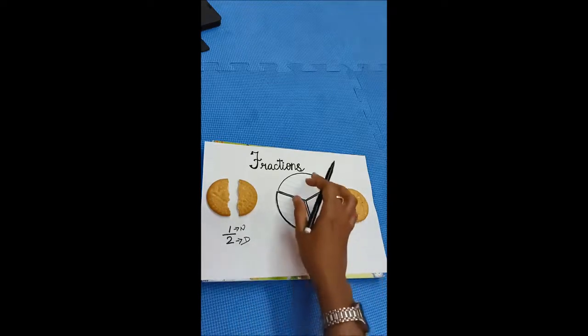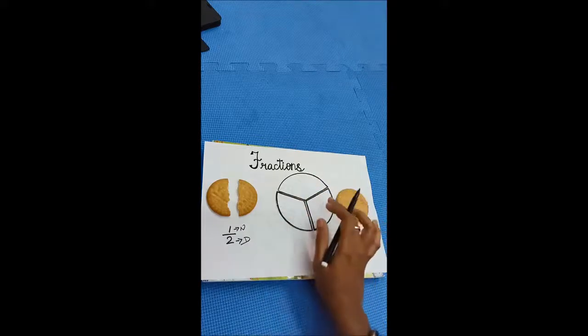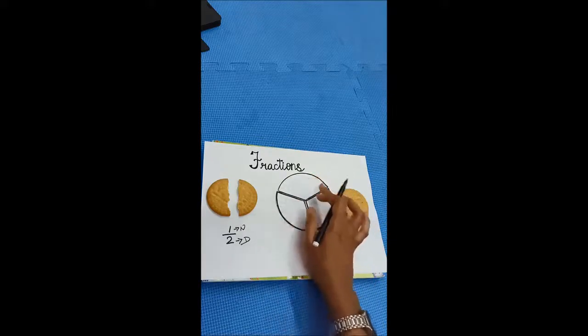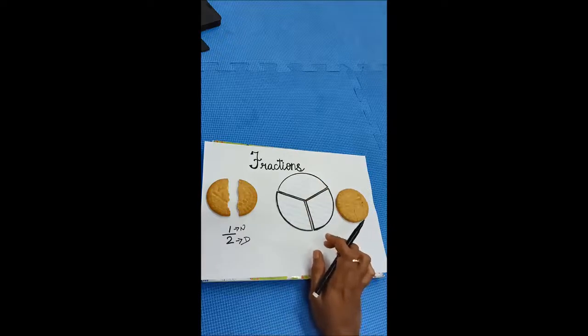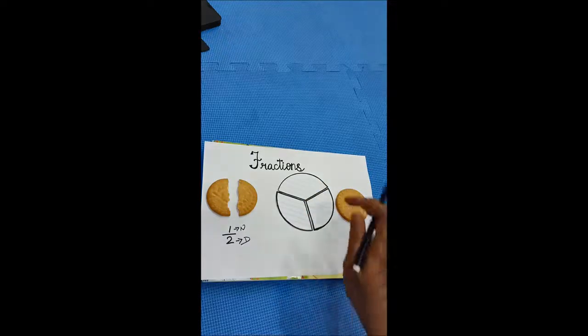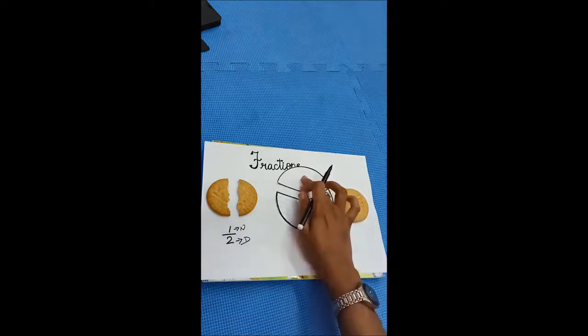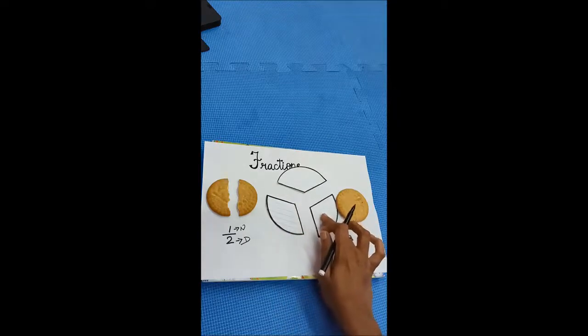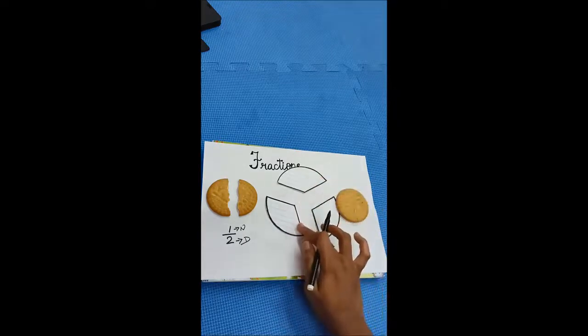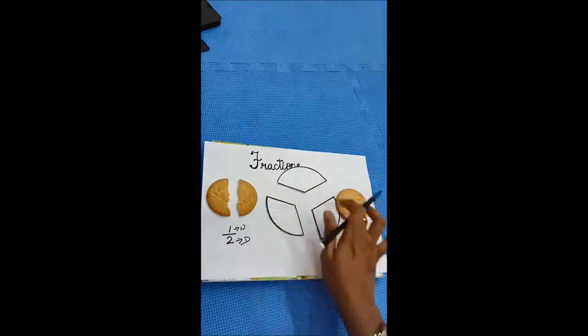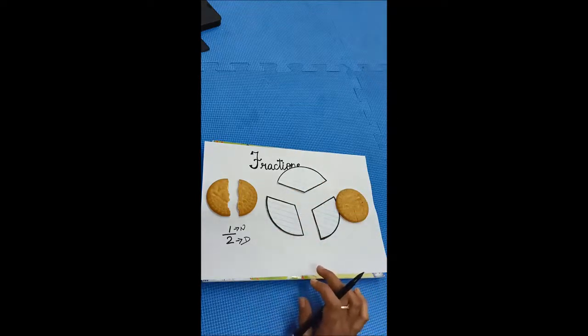See, what is this? This is a circle. I have cut the paper as a circle. This one I am going to divide into 3 parts. See, I have divided it into 3 equal parts. All the 3 are equal. Now tell me how to write the fraction for this.